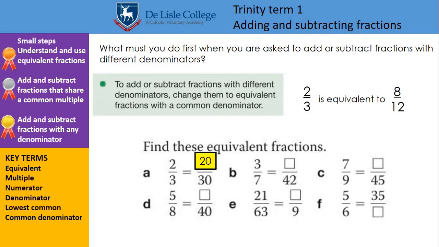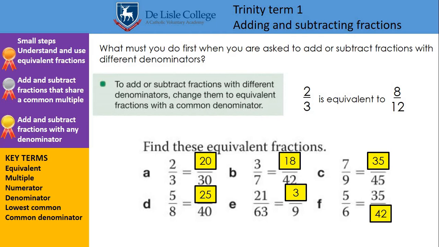Okay, so first up we should get, we've multiplied the denominator, 3 to get to 30, we've multiplied by 10. So we'll do the same to the numerator. Multiplied by 6, multiplied by 5, multiplied by 5. The next one, E, a little different. We've gone from 63 to 9. We have divided by 7. So we'll do the same to the numerator, and we'll get 3 over 9. And the last one, we've times by 7 there, 35 over 42. So well done if you got those right.